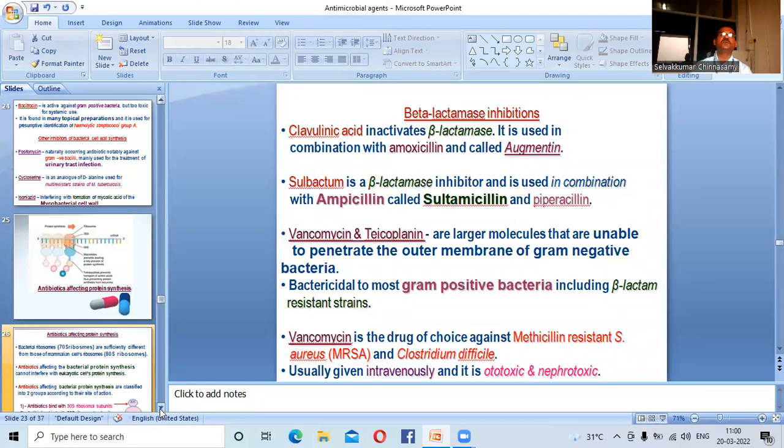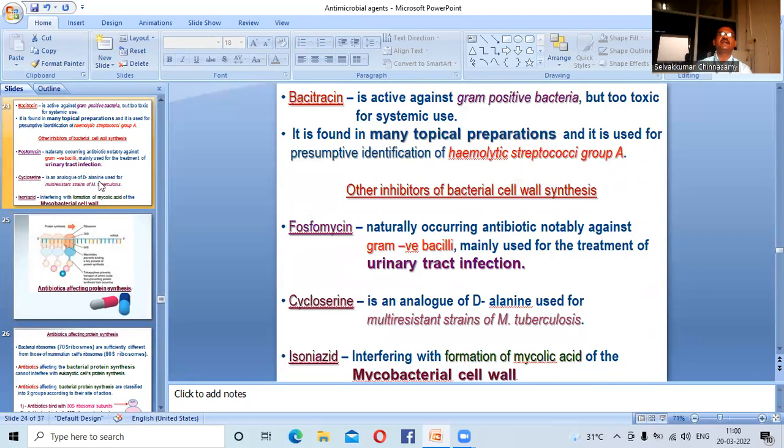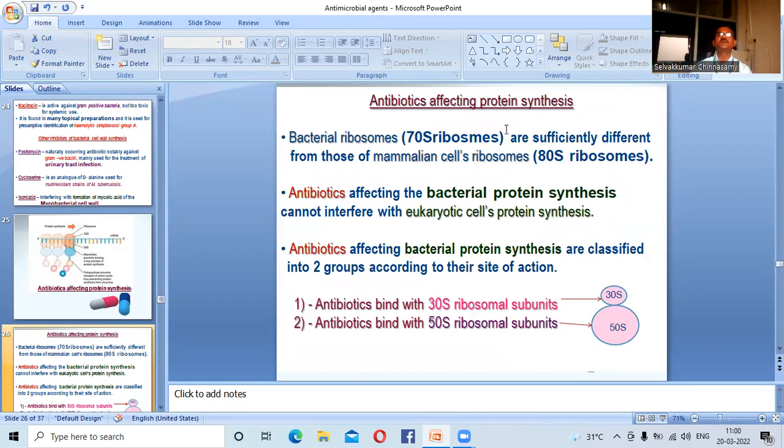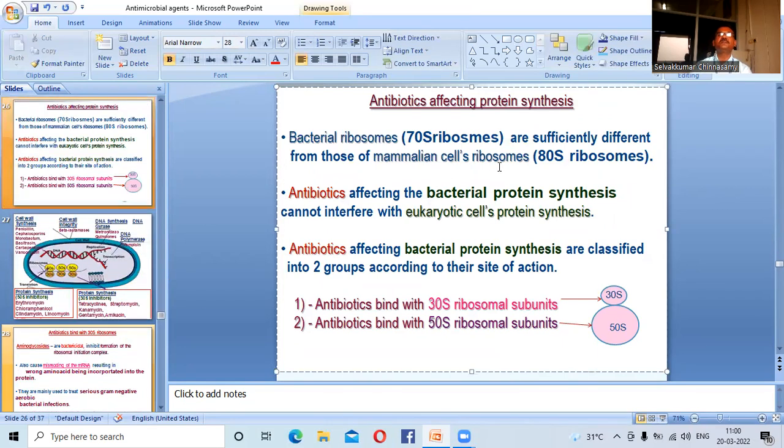Now the next category: protein inhibitory antibiotics. This group of antibiotics suppresses protein synthesis. The bacterial ribosome is a 70S ribosome, sufficiently different from the mammalian 80S ribosome. The antibiotic affects bacterial protein synthesis, so because of its action the bacteria may not synthesize the necessary, essential proteins, and are suppressed.